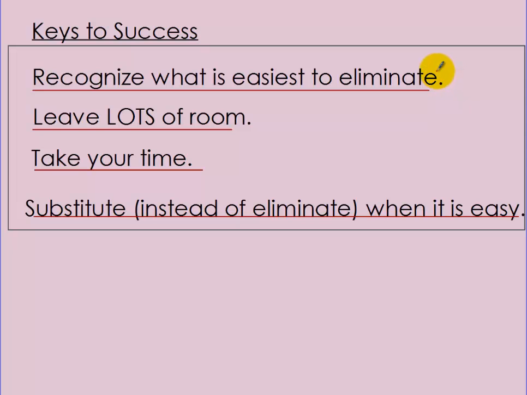Sometimes you recognize that they're opposites, so they add up without multiplying. Sometimes you recognize that you only need to multiply one equation. Sometimes you recognize you can multiply both. You just got to be good at identifying what you want to eliminate, and that just takes practice.